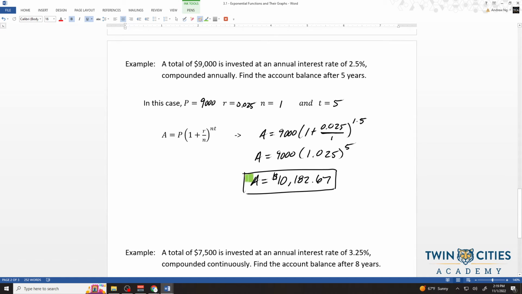All right, that means that if you start with $9,000 in this account and you just let it sit for 5 years and you don't take any money out and you don't add any more money, after 5 years, had you just forgotten about it and then you remembered 5 years later, you could take out all of the money that's there and you'd have an extra $1,182.67.